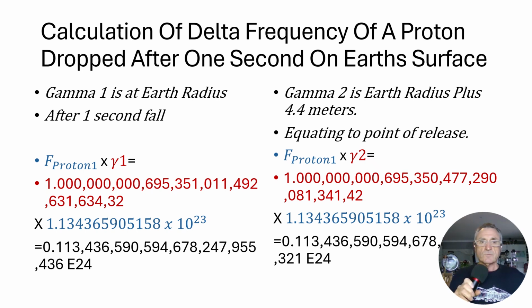In these calculations, the proton frequency calculated from the known mass of the proton is used due to greater accuracy over the measured proton radius. The calculation of delta frequency of a proton dropped after 1 second on Earth's surface: gamma 1 is at Earth's surface after a 1 second fall. Gamma 2 is Earth's radius plus 4.4 meters, equating to the point of release. The frequency of the proton times gamma 1 and the frequency of the proton times gamma 2 are calculated in this slide.